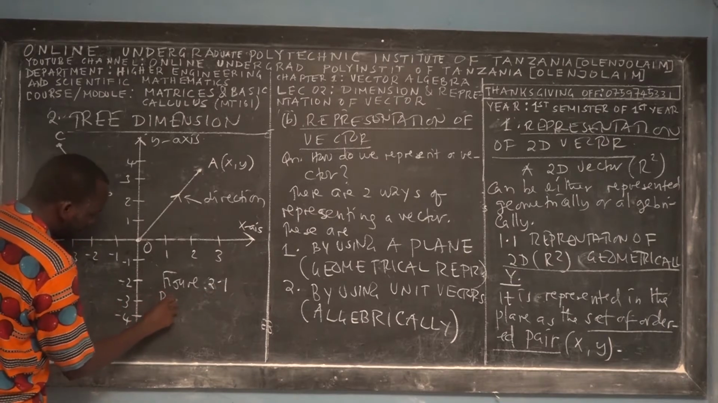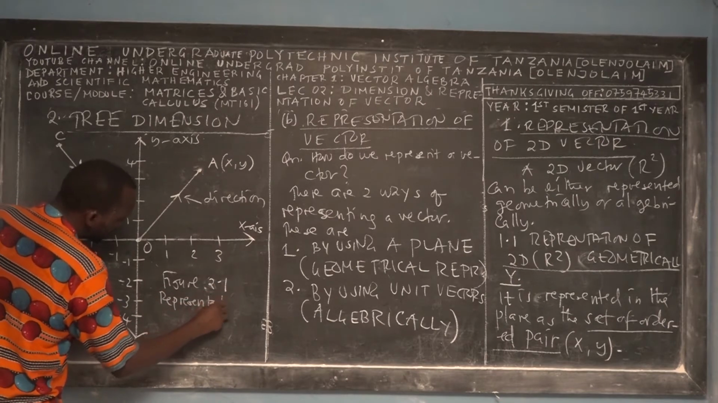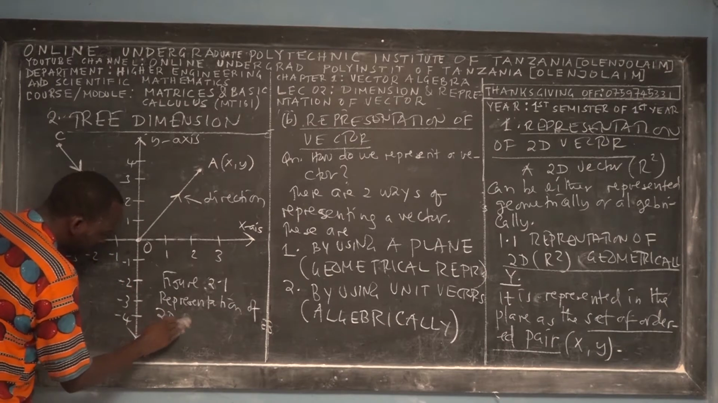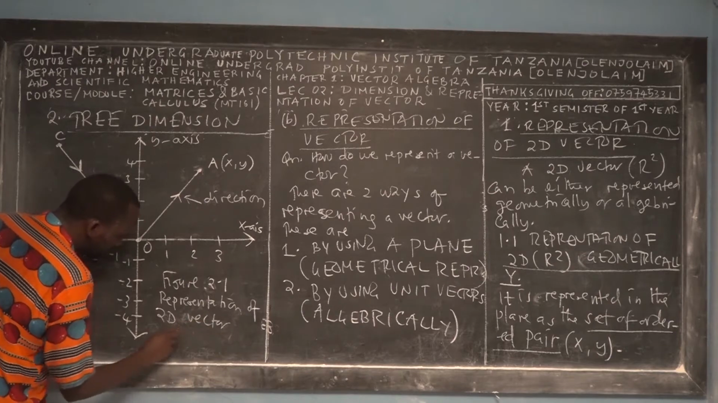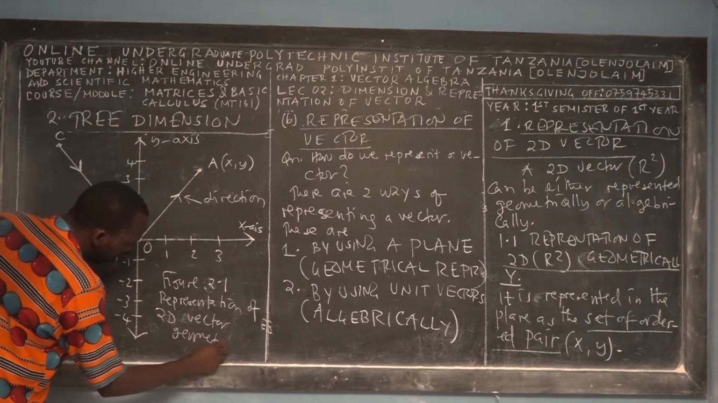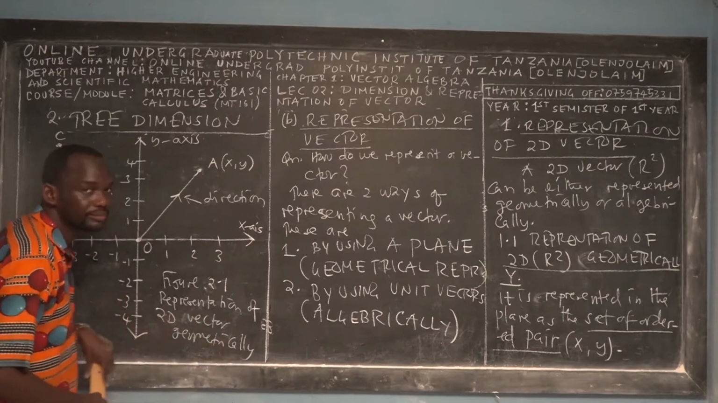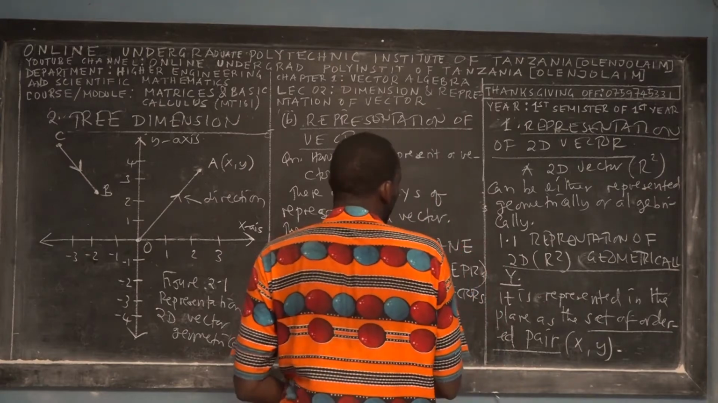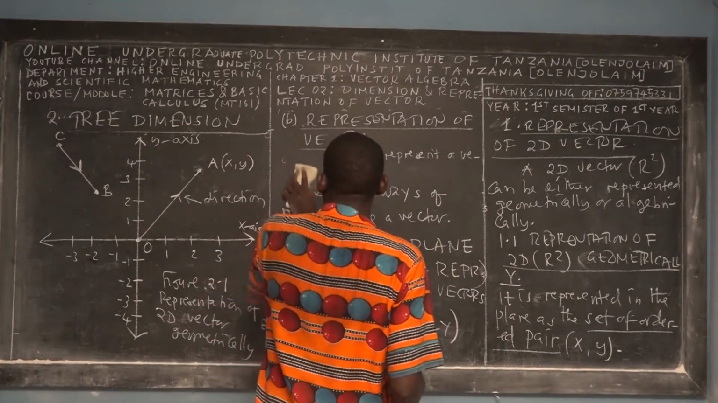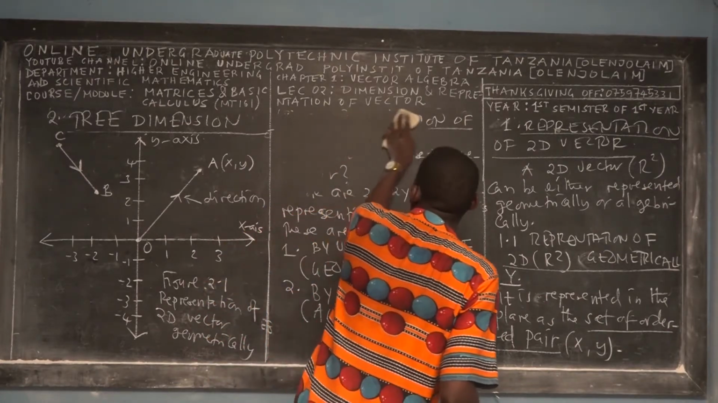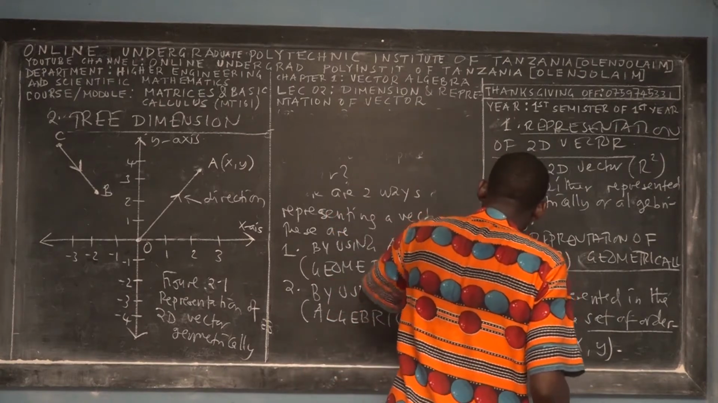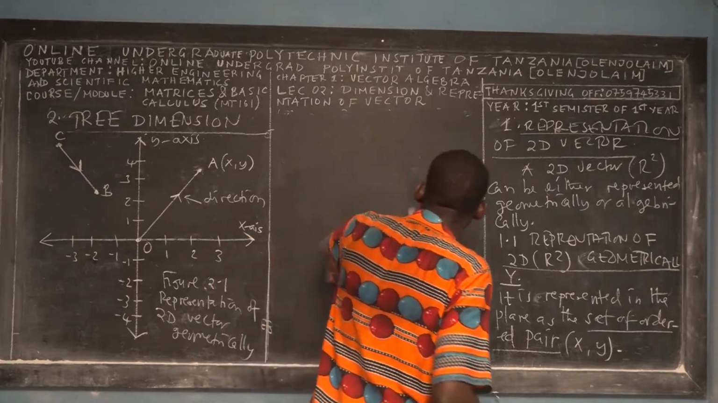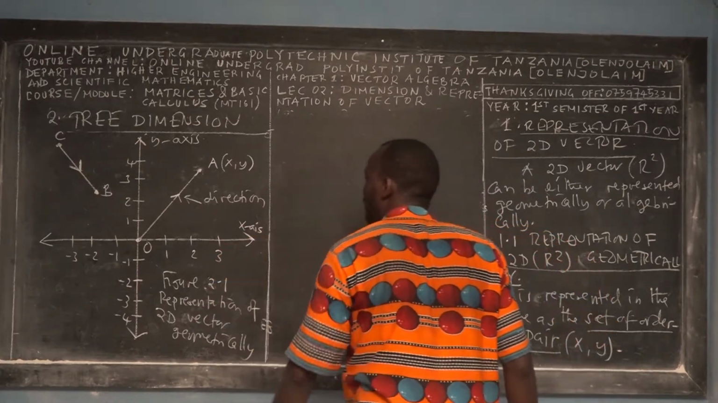And this is titled as what? Presentation of what? Of a two-dimensional vector, right? Two-dimensional vector, geometrical. Okay, so that is all about the presentation of two-dimensional vectors geometrically. So we'll be presenting, when necessary, the two-dimensional vector in the XY plane. So this we call the XY plane, right? We call it the XY plane.